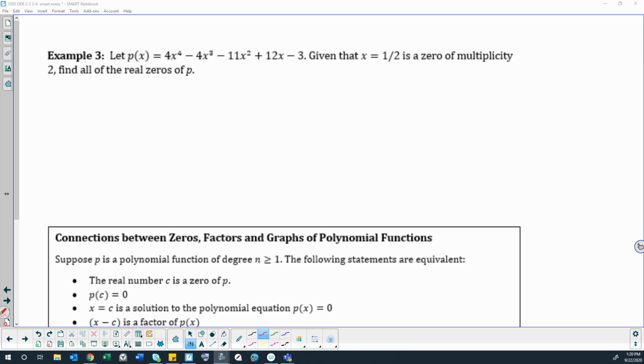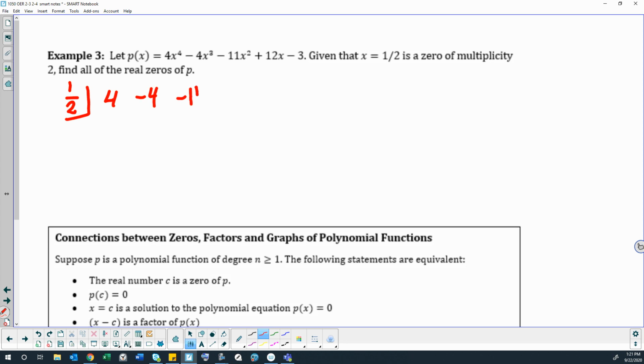They could be repeated zeros, like 1/2 with multiplicity, so that counts as 2. They could be imaginary. This one asks us to just find real zeros, so we're not dealing with imaginary yet until section 2.5. The important thing is to remember that since it's degree 4, it's going to have 4 zeros. Okay, so if we know that 1/2 is a 0, we can do synthetic division with our polynomial. So we're going to go ahead and do that.